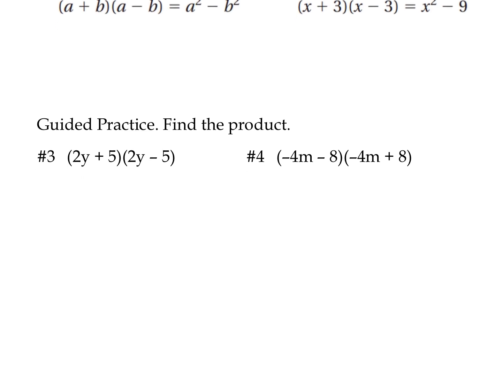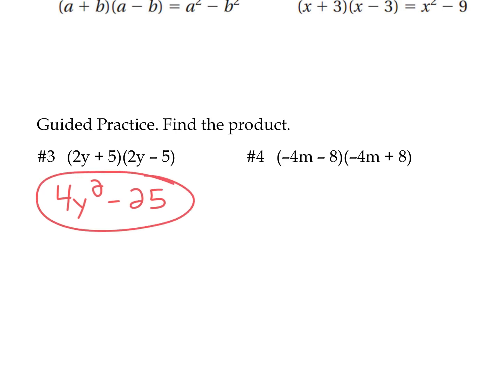So we have 2y plus 5, 2y minus 5. When we multiply this, we can just do the 2y times 2y and get 4y squared. And then 5 times negative 5, negative 25, so minus 25. 4y squared minus 25. A difference of squares. The two middle terms in this case would be negative 10y and plus 10y, which cancel out. All right, let's do the next one.